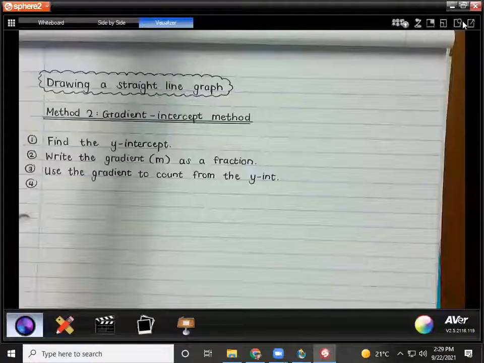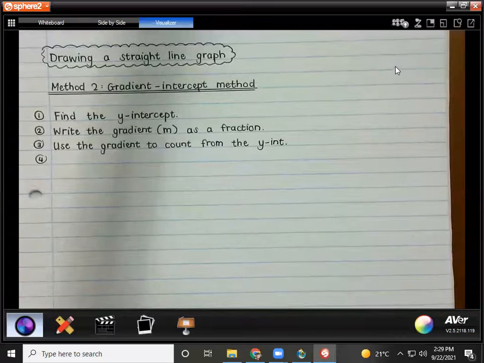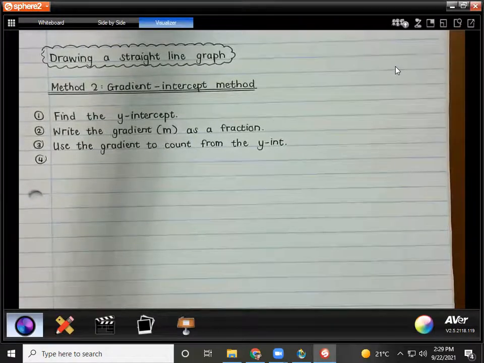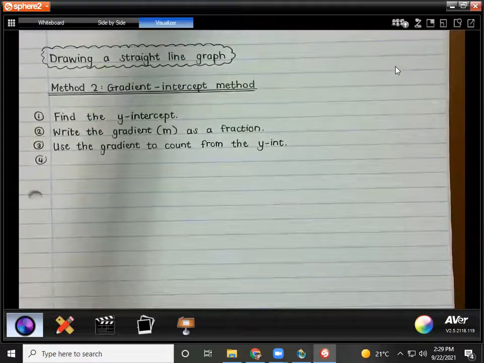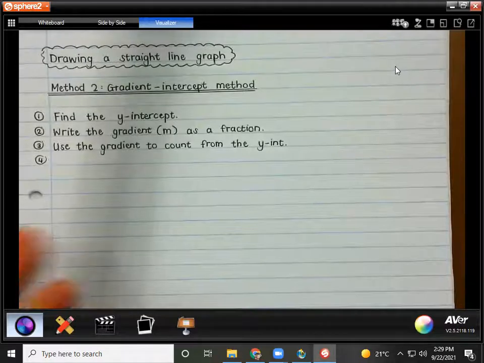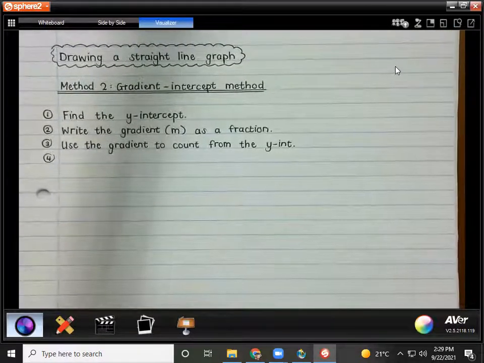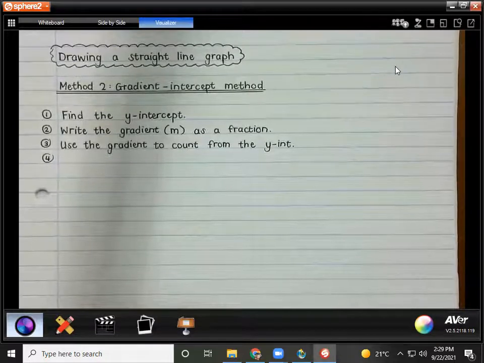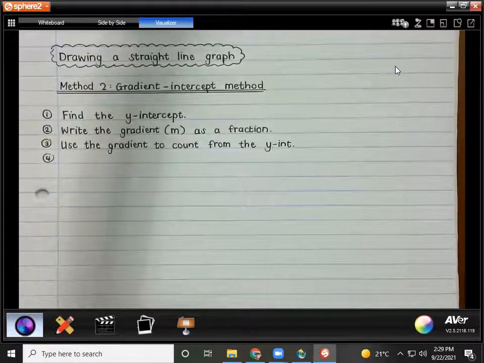Well, sorry. You should remember that we've done one way of drawing a straight line graph, right? The dual intercept method. That is where you find the y-intercept, you find the x-intercept, you plot them, and you connect them. Okay. We can use that method in most cases. But there are some graphs, I'll show you a few of them, where we actually have to use a different method. All right. That is the gradient intercept method.